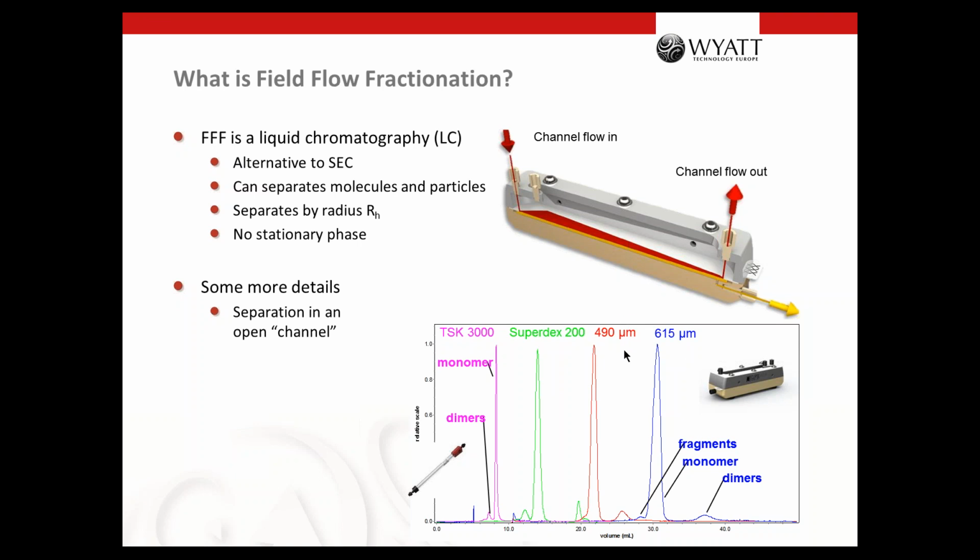If you compare that with FFF, we have here the 490 micrometer spacer. So that means this foil here, which forms the channel, is 490 micrometer in thickness. You see that we separate the monomer here, but the dimer elutes later than the monomer. That's the opposite of SEC, where the dimer, so the bigger particles, elute first. And the reason for that is a separation mechanism, which I will explain to you in the next slides.